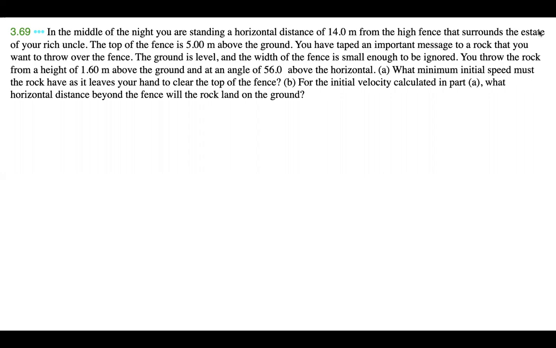You throw the rock from a height of 1.60 meters above the ground and at an angle of 56 above the horizontal. What minimum initial speed must the rock have as it leaves your hand to clear the top of the fence? For the initial velocity calculated in part A, what horizontal distance beyond the fence will the rock land on the ground? Okay, so as per usual, let's get started on a diagram.